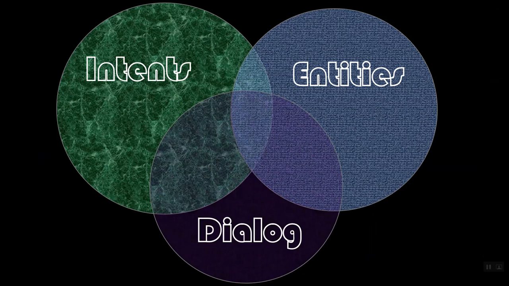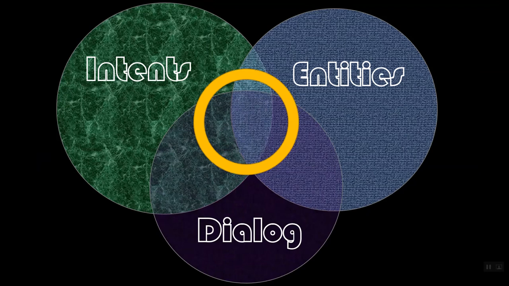And then we have our dialog, also referred to as the state machine or the dialog flow, that needs to be mapped out and managed. And that's really the most frustrating part of writing a chatbot. And it's really a decision tree that's created. And at the intersection of these elements lives the chatbot.